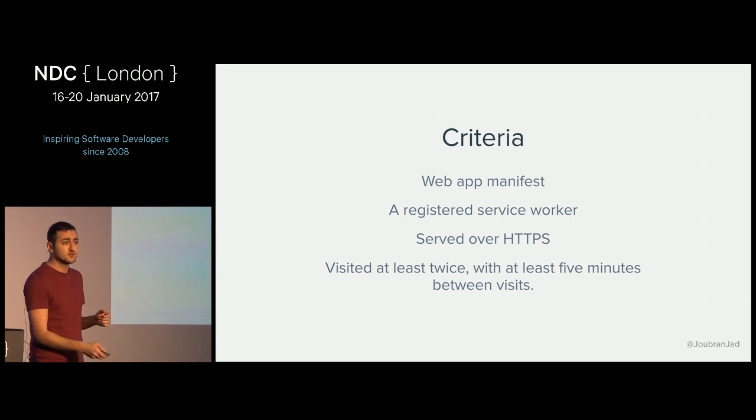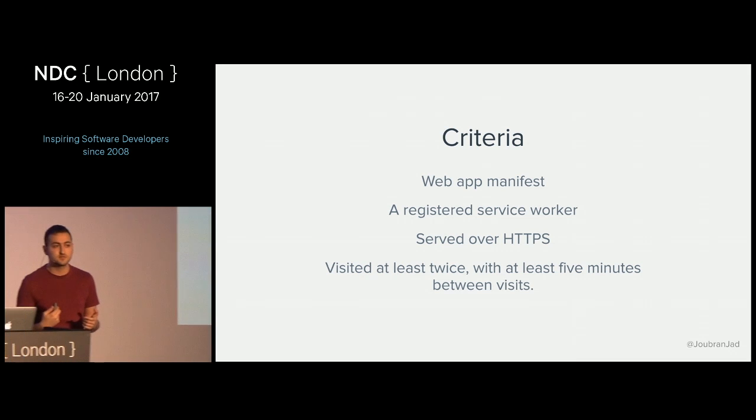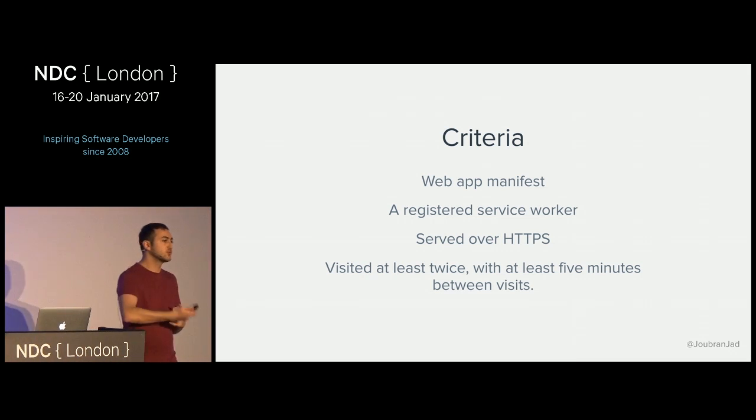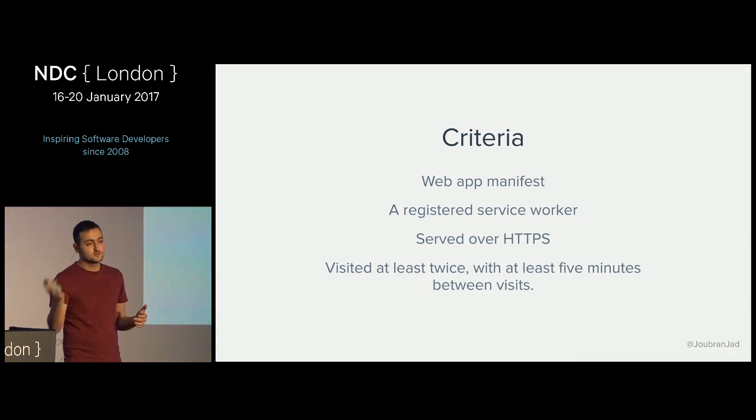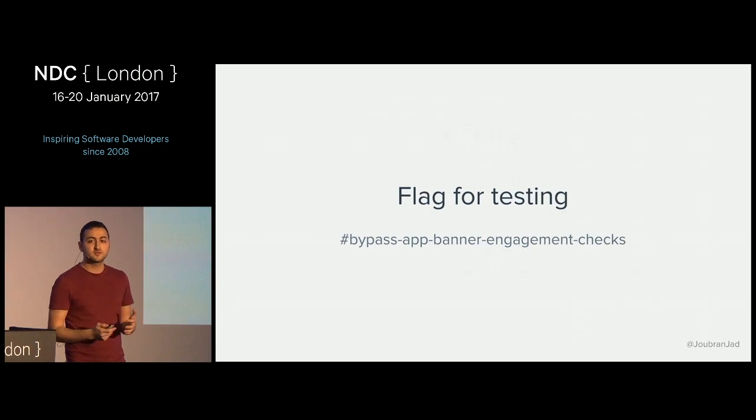So this is really nice for users, but quite challenging for us developers to test. You will have to deploy code, go to the website, take a 5-minute break, and then go back again. So luckily, there is a Chrome flag that allows you to disable this just for you so you can test. So bypass app banner engagement, and you'll be able to go to the website, and the browser will ask you from the first time.